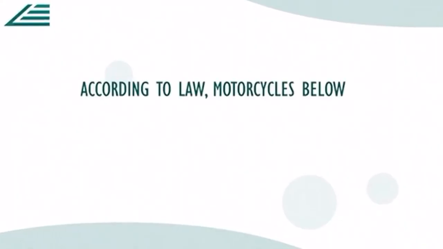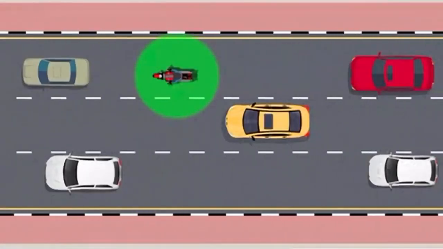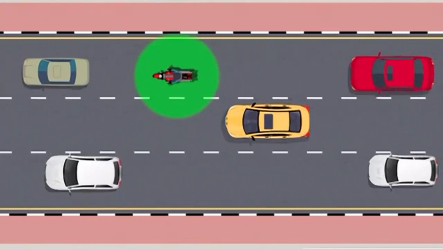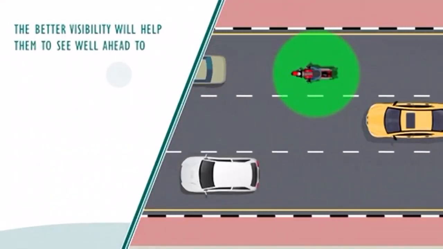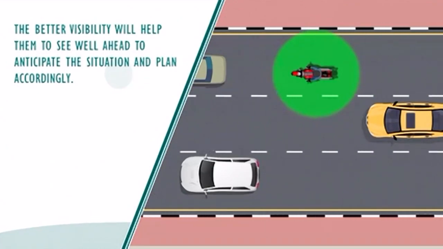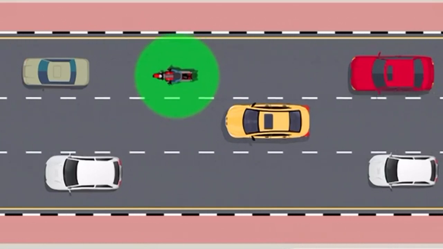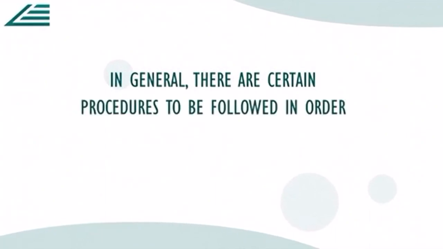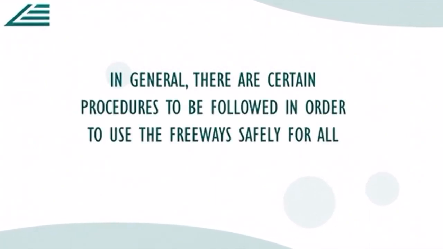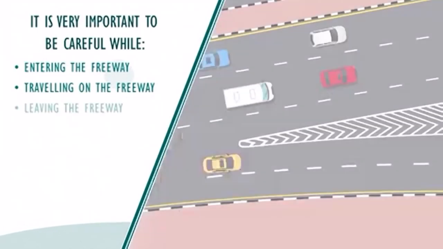According to law, motorcycles below 80 cc are not allowed on freeways due to safety reasons. Motorcyclists riding on freeways should maintain the optimum lane position which allows them to see and be seen. The better visibility will help them to see well ahead to anticipate the situation and plan accordingly. Similarly, other vehicle drivers must be careful and try to stay away from the motorcyclists for their utmost safety. In general, there are certain procedures to be followed in order to use the freeway safely for all types of motor vehicles. It is very important to be careful while entering the freeway, traveling on the freeway, leaving the freeway.